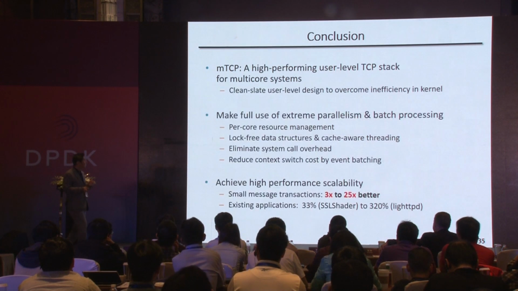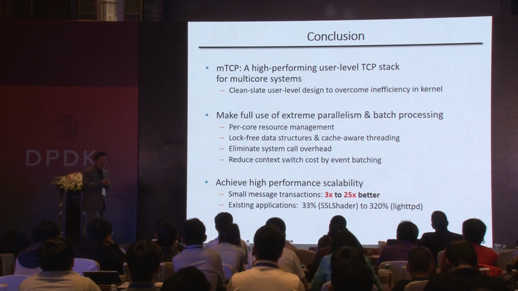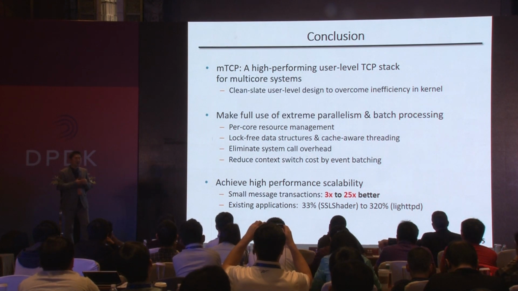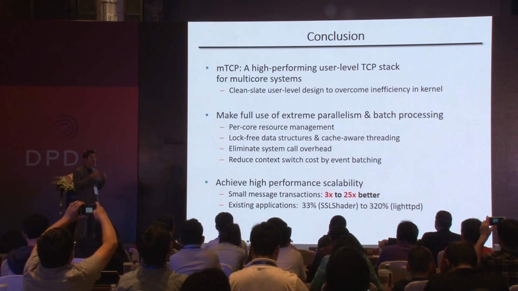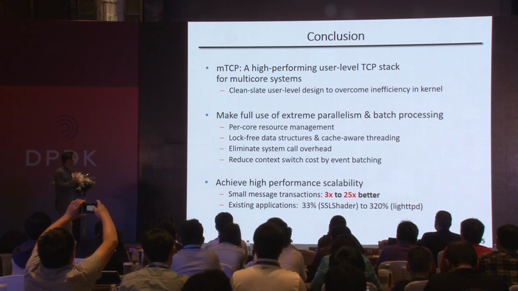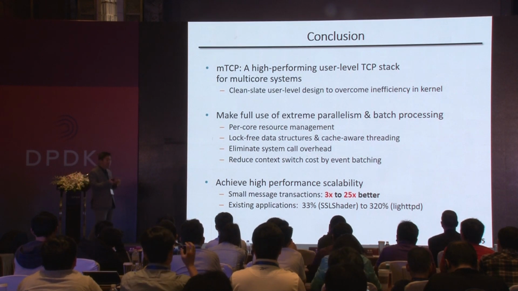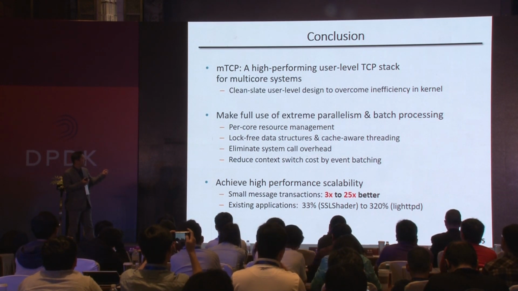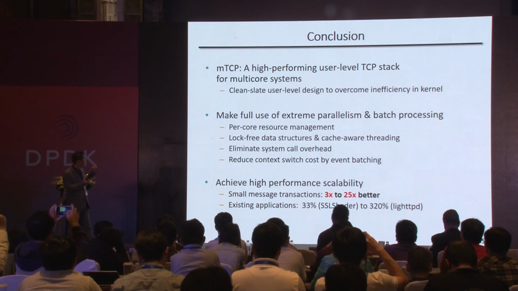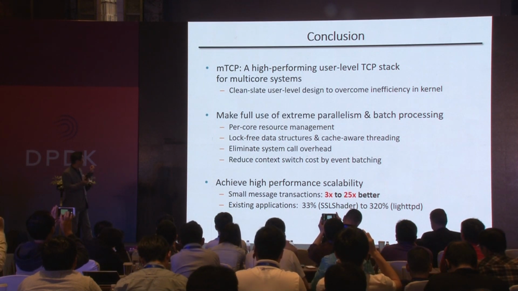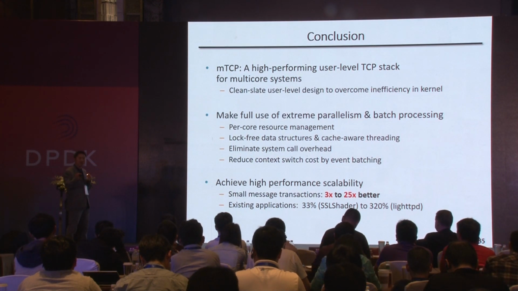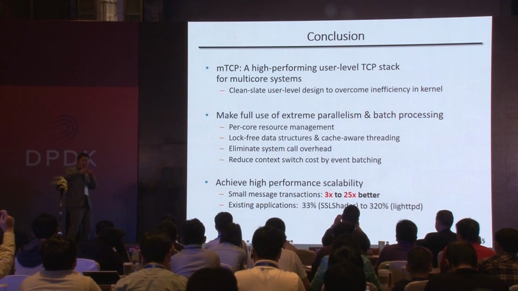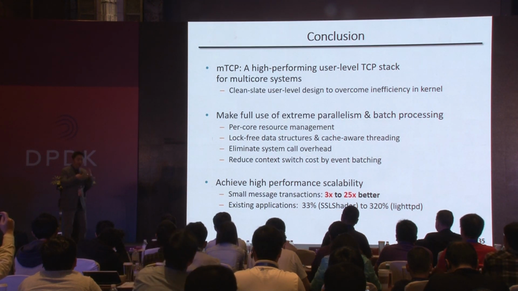Okay, that's it. So, in conclusion, we built mTCP, and it's open sourced. It's a high-performance user-level TCP stack using DPDK, optimized for multi-core systems. We improved performance by using extreme parallelism and batch processing, so we have per-core resource management. Although I didn't talk about it a lot, in the implementation we try to avoid locking as much as possible, because there are only two threads sharing the state, right?